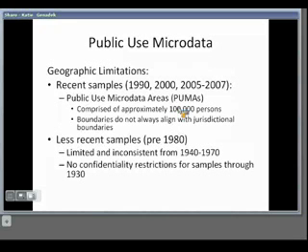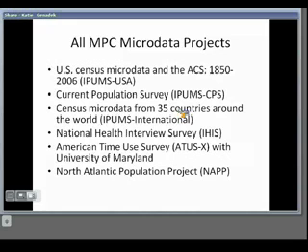We also have the largest collection of census data from around the world with IPUMS International. We currently have 35 countries worth of data, and we're planning on adding about 10 countries every year for about the next 5 years. We have the National Health Interview Survey, the American Time Use Survey, and a project called the North Atlantic Population Project, where we're following people in historical censuses previous to 1900 across countries.